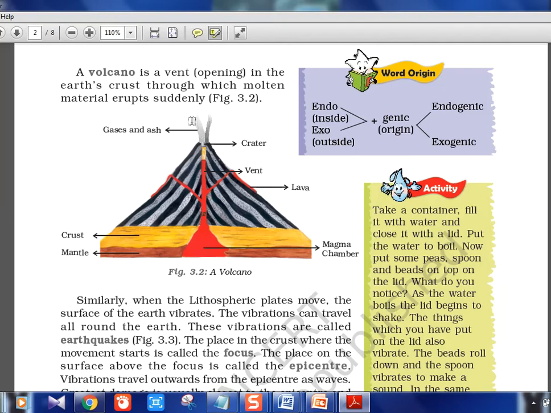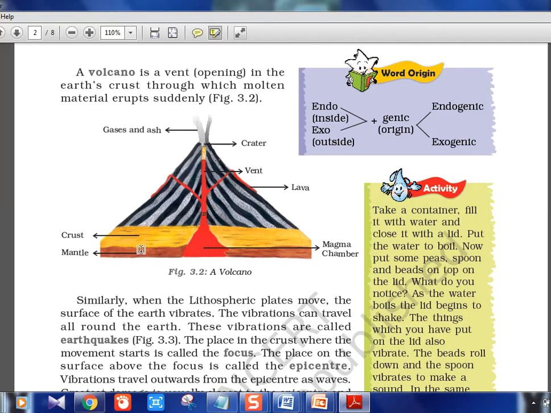Then gases and ash are also coming out. So even the particulate matter, PM 2.5, PM 10 and all, which we see in Delhi pollution, that kind of thing can come out from here also. The minute particulate matter which is causing pollution.